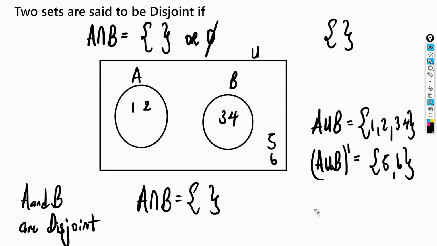But A intersect B is not equal to anything. There's no intersection in this example. And for this case, A and B are called disjoint. Okay, guys? All right, so we're going to look at some real life examples now, and we're going to look at a set of formulas that we use with these real life examples.